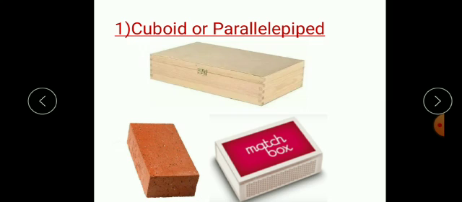Now see here, there are different objects. See this jewelry box, this is a brick and this is a matchbox. Such a shape is called a cuboid, or it is also called a parallelepiped. Cuboid, parallelepiped.